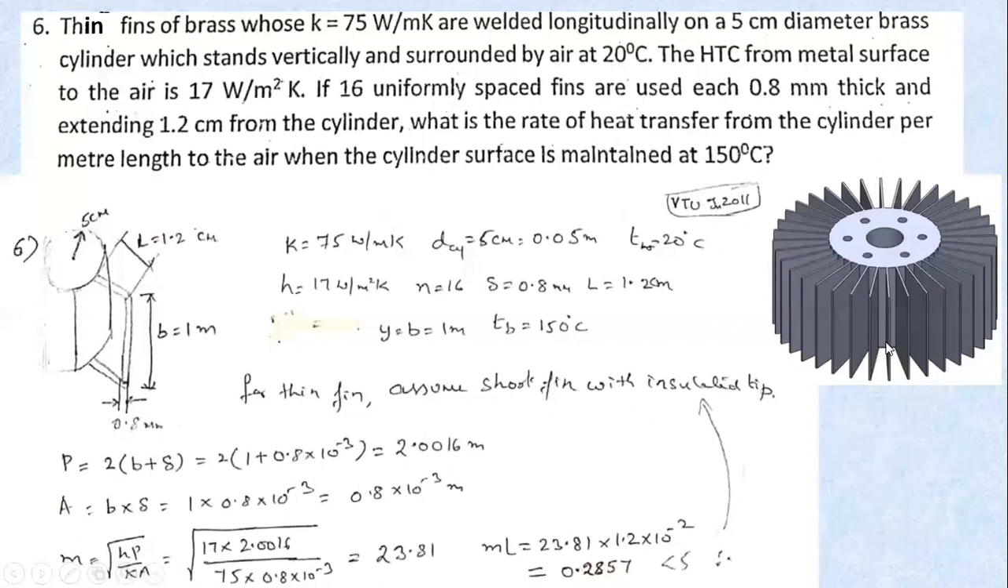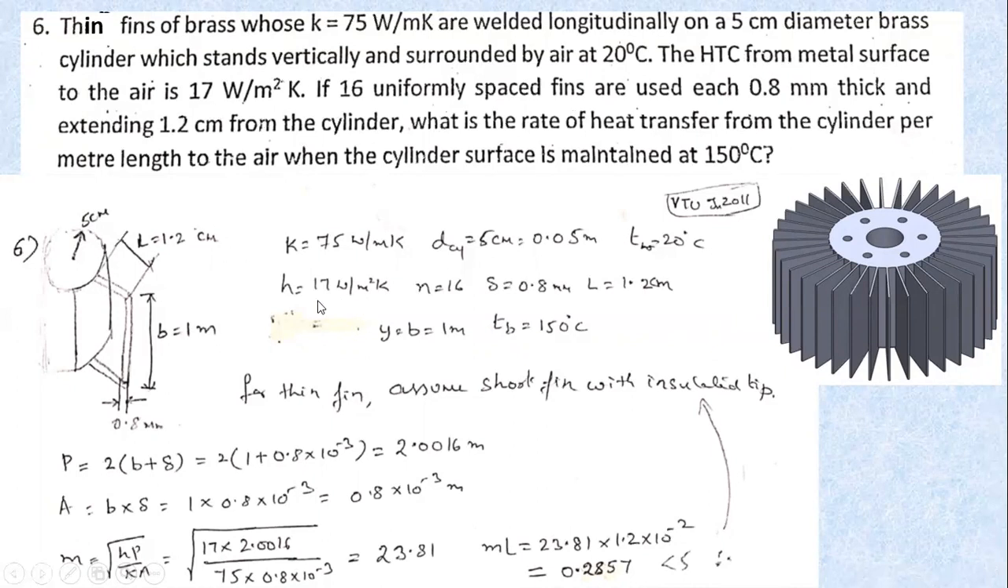The cylinder stands vertically, surrounded by air at 20 degrees centigrade. That means the atmospheric air is at 20 degrees centigrade. The heat transfer coefficient from the metal surface to the air is 17 watt per meter square Kelvin.